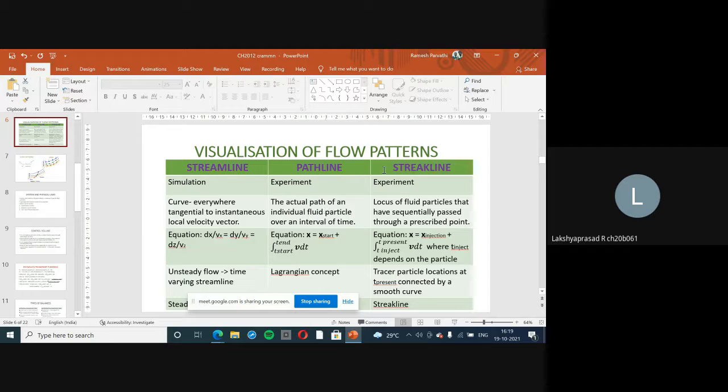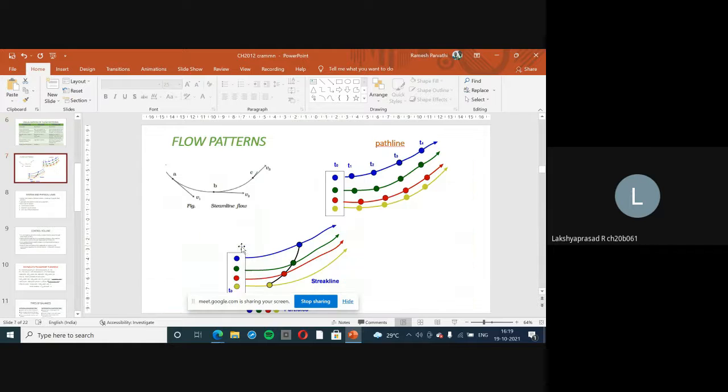Finally, moving on to the streak line. Streak line again is experimental, and it is the locus of fluid particles that have passed sequentially through a prescribed point in the flow. As you can see in this picture, these are four different fluid particles, and their path lines are shown over here. This blue line is the path line of the blue fluid particle, and so on.